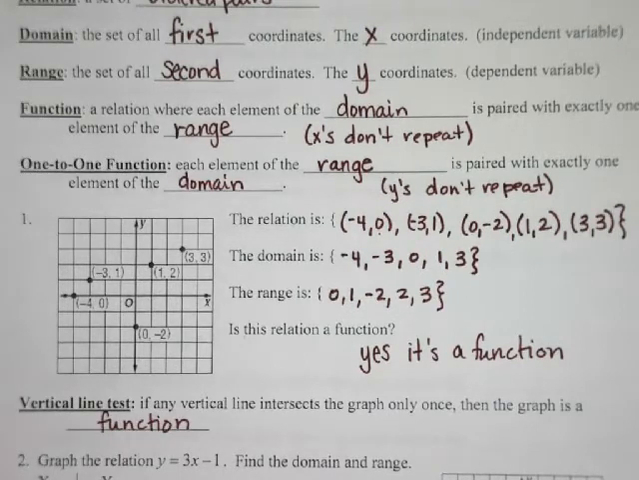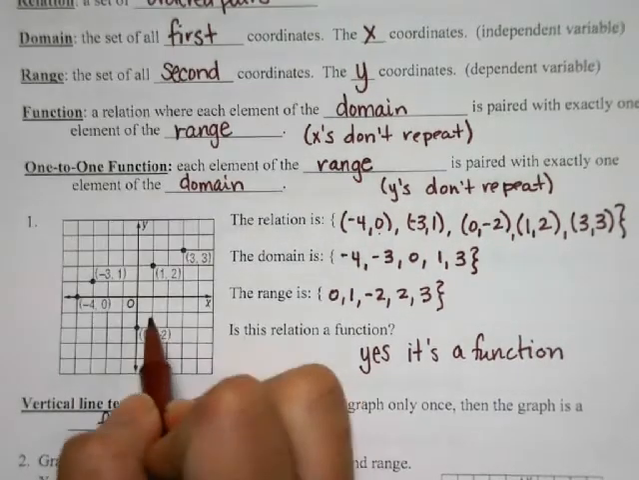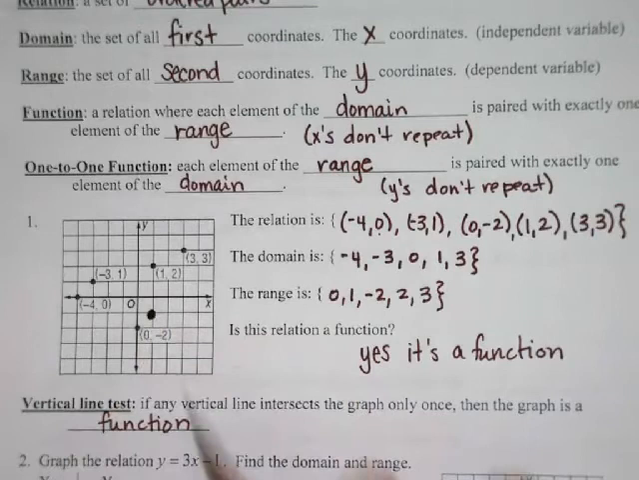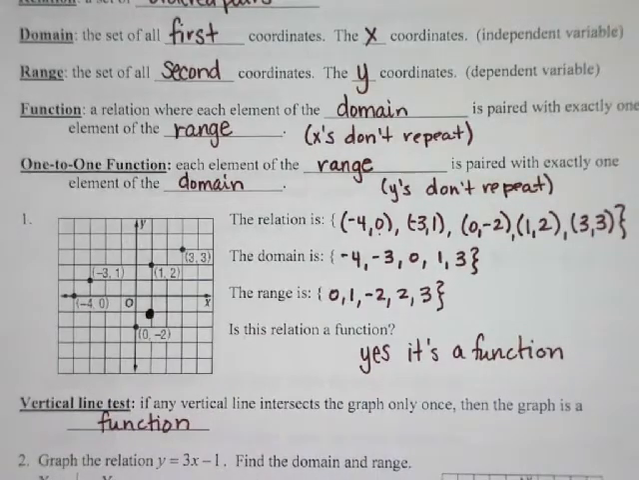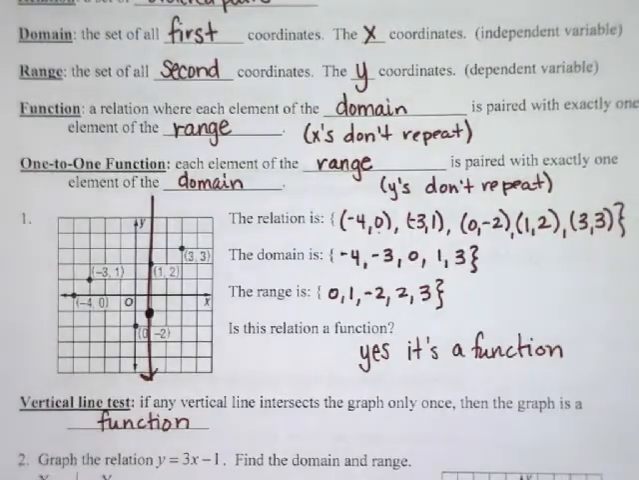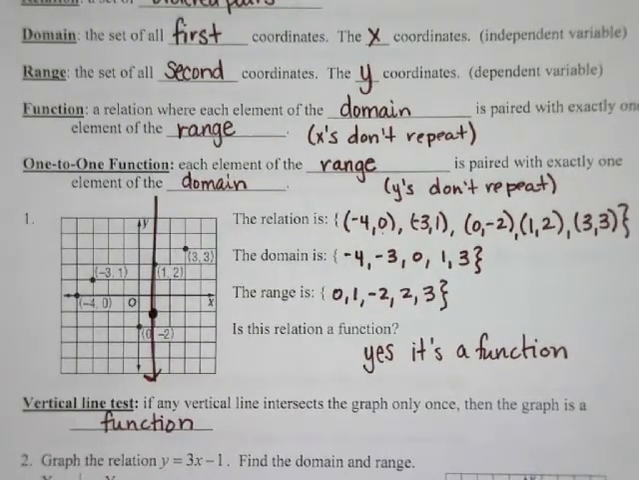Okay? So say I would have had another point down here. I'm just going to throw it in. If that guy were there, this would no longer be a function because as I draw a vertical line, I would touch it twice. Does that make sense? Okay, questions on relations?